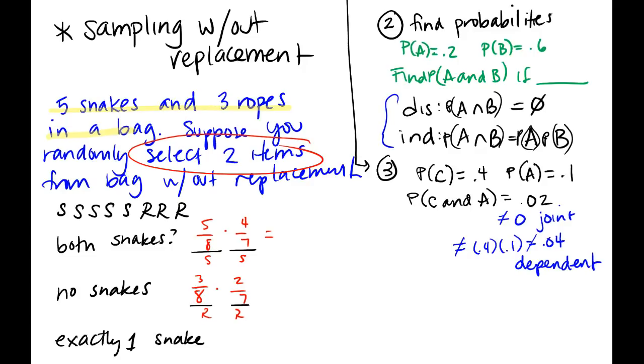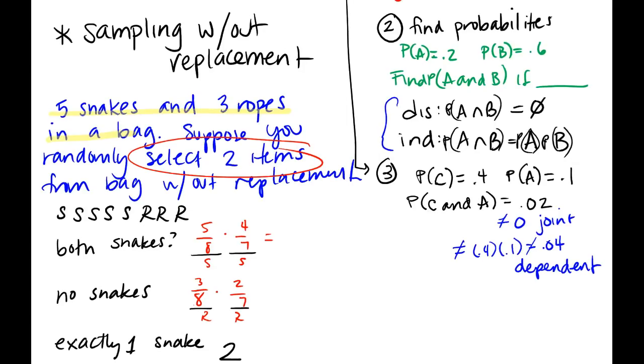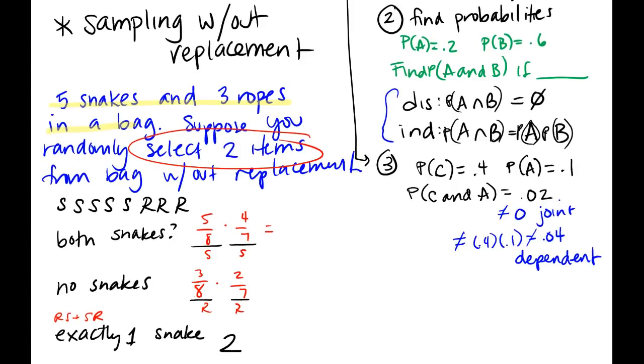The last one of these types is exactly 1 snake. This is the one where you need to multiply by 2, because technically I could pull a rope and a snake, or a snake and a rope, and these would both be the same thing. So a shortcut is to just multiply by 2. And then you choose whichever one you want to get first. I usually start with the snake, or whatever the thing is that I'm looking for, then pull the rope, the thing I'm not looking for. So in this case, 5 out of 8 would be the snake. That snake is gone. And now there are 3 ropes out of the 7 objects. So all those things multiplied together.